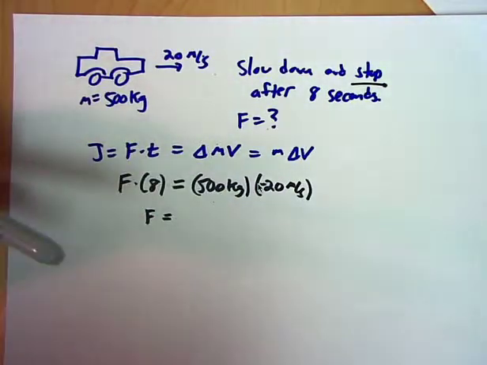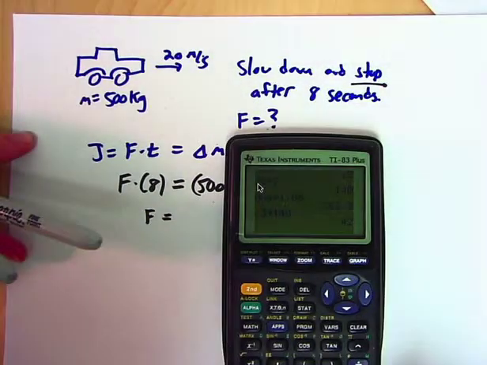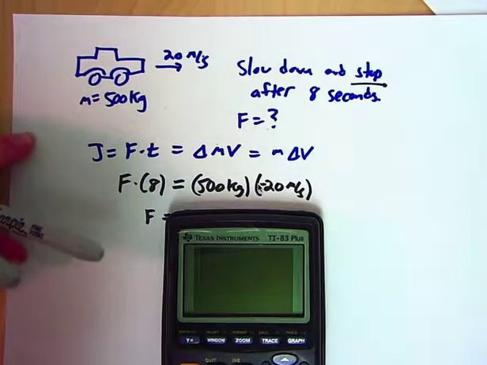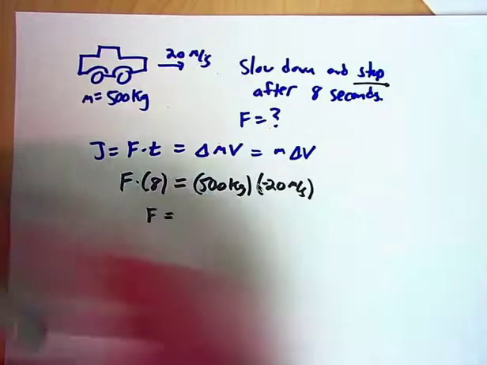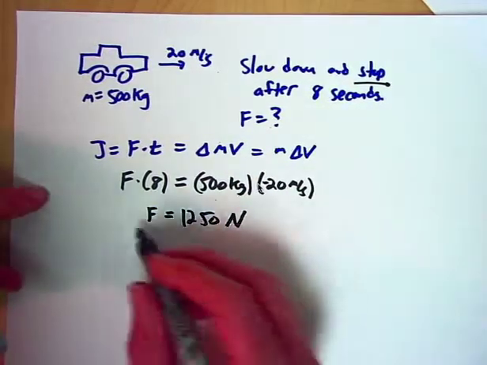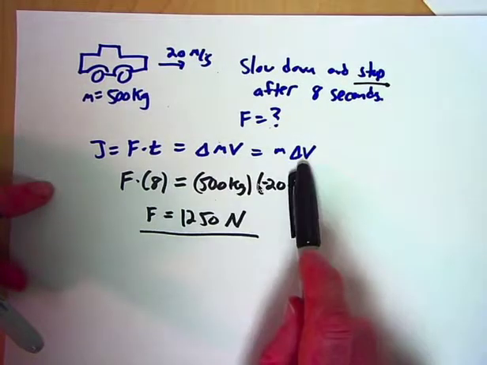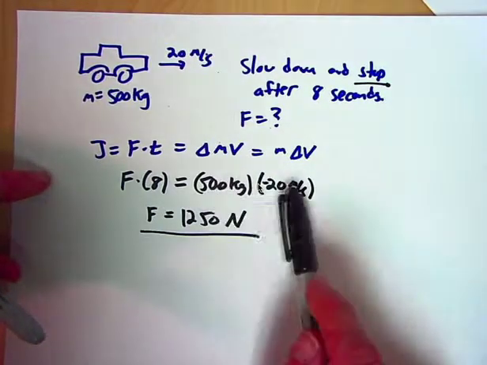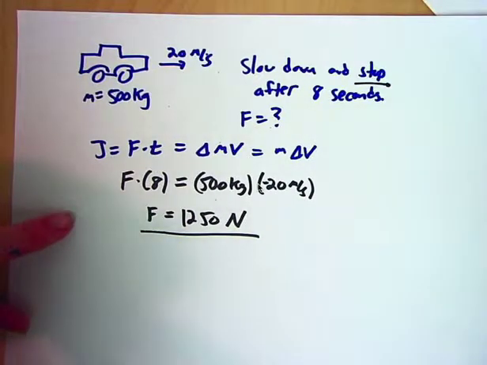Then that's pretty easy to do. So we take 500 times 20 divided by 8, and that's 1250 newtons. These problems aren't really so hard. Just remember to set them up like this: force times time is change in momentum. You'll know some of the pieces and you won't know some of the pieces. Sometimes it takes a couple steps to get where you need to get to, but in general you should be able to do them. So now you should be able to do all the problems from chapter 9.